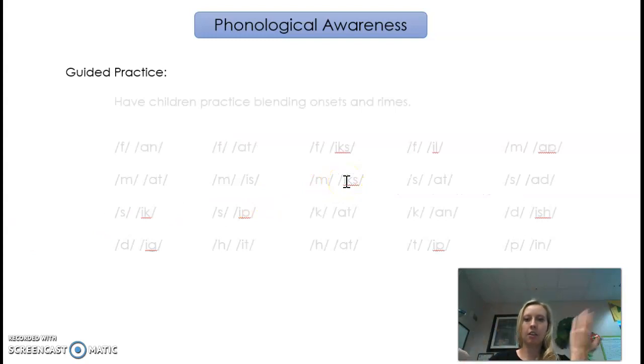An. Fan. At. Now your turn. Put it together. Fat. Ix. Ix. Fix. Ill. Fill. App. Map. At. Mat. Is. Miss. Ix. Mix.